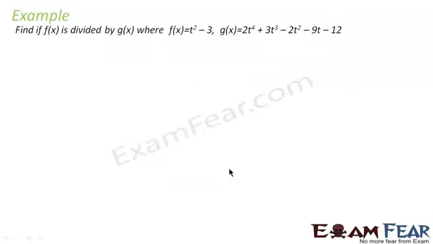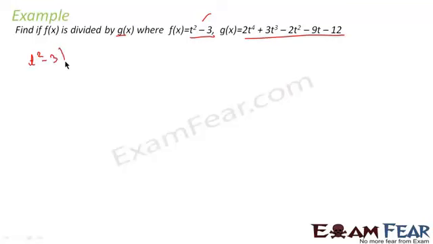Let's take one more example. We have to find whether f(x) is divided by g(x). So we have f(x) equal to t square minus 3, already arranged in ascending order. g(x) is equal to 2t4 minus 3t cube minus 2t square minus 9t minus 12. This is also already in order. So we'll just divide this. Let's do that.